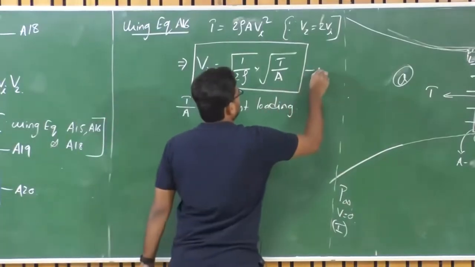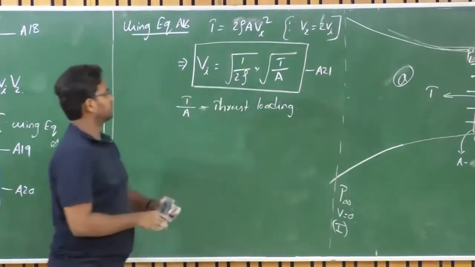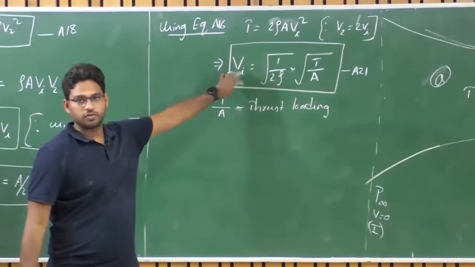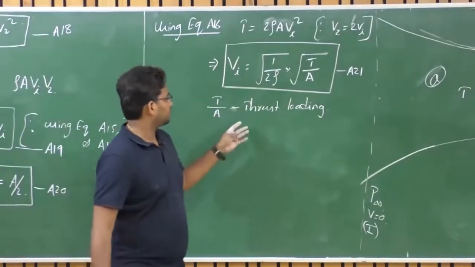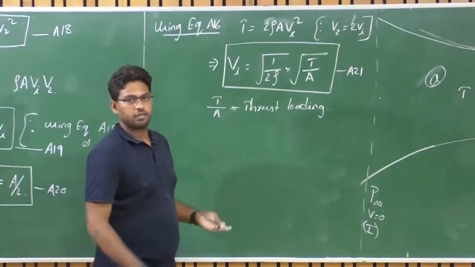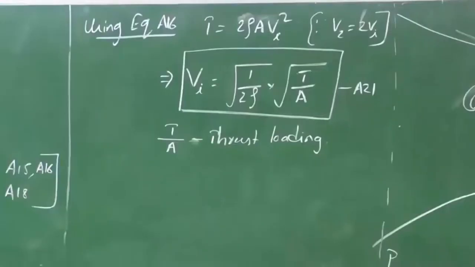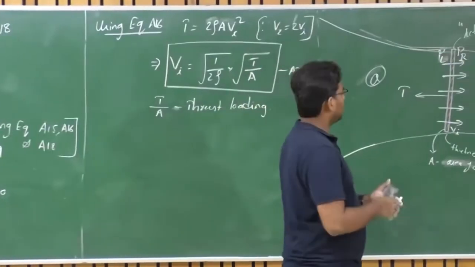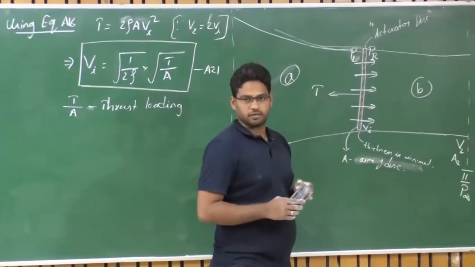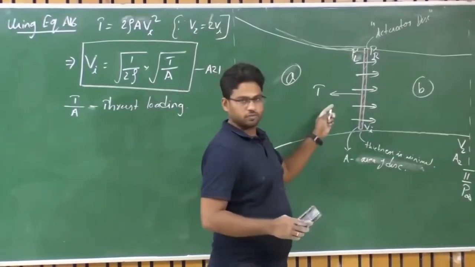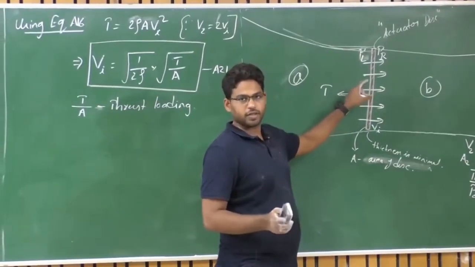Yes, too many equations, I can understand, but still we have to note it down. So Vi here is the induced velocity by this disc, and it depends upon this particular thrust loading factor, right? And how much power we need to spend in order to create so much thrust? Is my question clear?